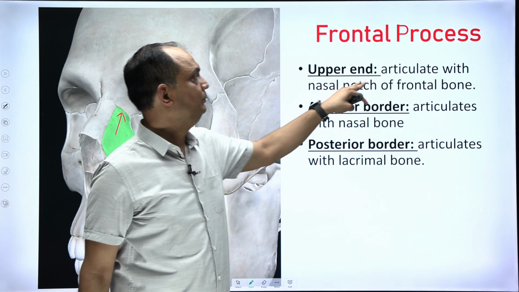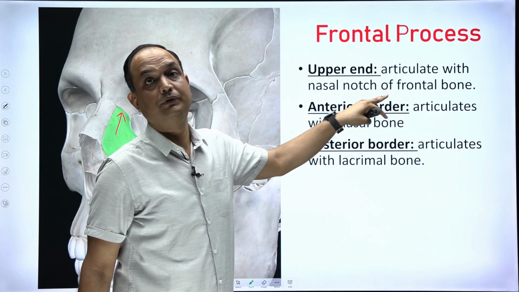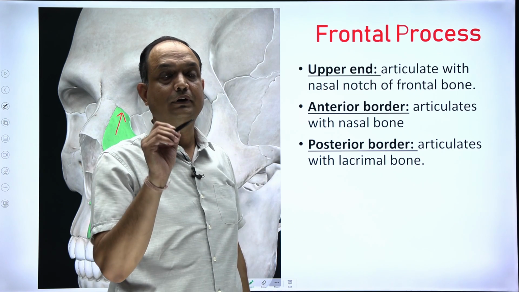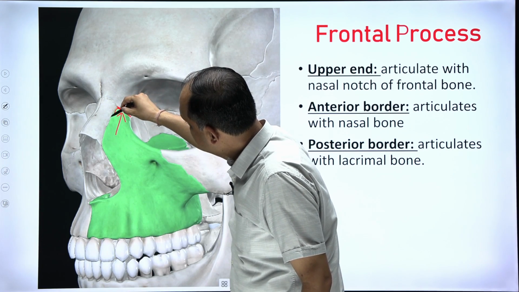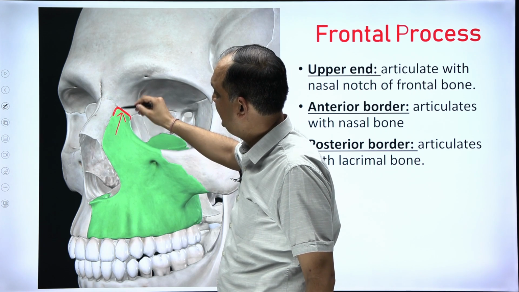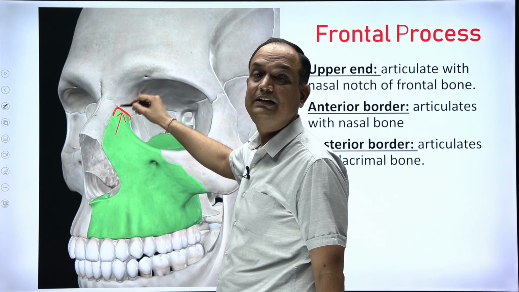So this makes a joint with the frontal bone, and the area of the frontal bone which articulates here is here. So this is a suture line which is known as the frontomaxillary suture.